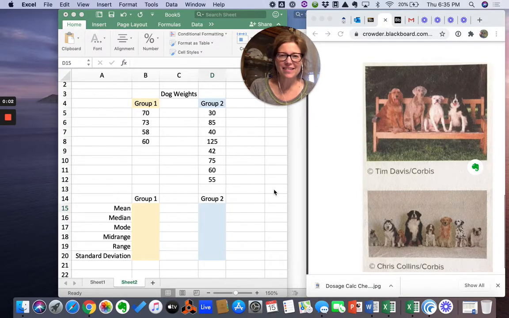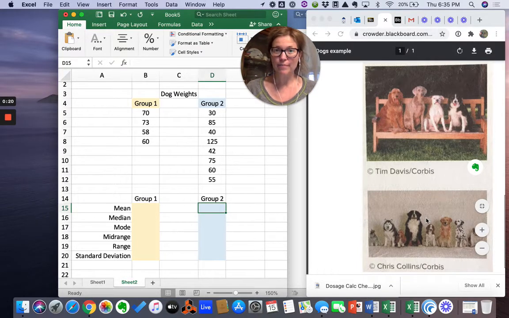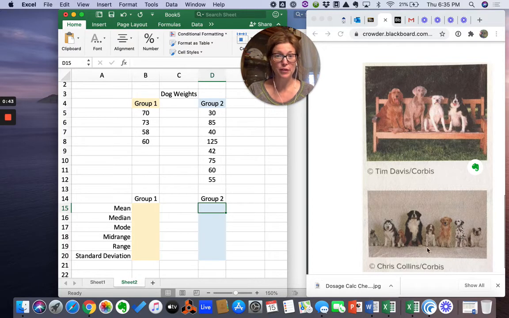So let's find some of these things we've been talking about in our statistics chapter here for some data using a spreadsheet. We've got these two groups of dogs. We talked about them in the standard deviation video. These pictures we find on page 365, and then on page 366 we are given the weights of each dog. So this first group I'm calling group 1, and this picture down here, group 2.